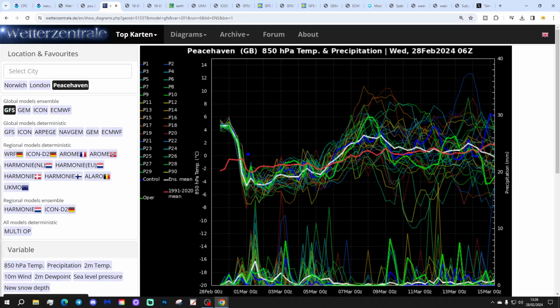Right, so these are the GFS upper air temperature and precipitation ensembles for the next couple of weeks. We're at Peacehaven today, a suggested location for this part of the video. The red line is the 30-year upper air temperature average for Peacehaven. We're starting off above average at the moment. We are going to find the upper air temperatures coming down, though, by the end of the week and into the weekend, going quite cool.